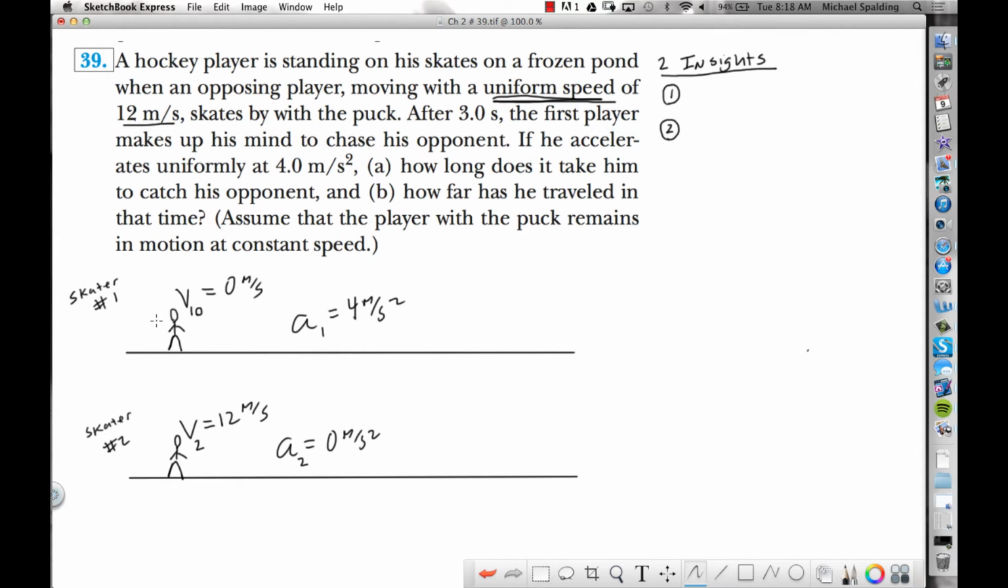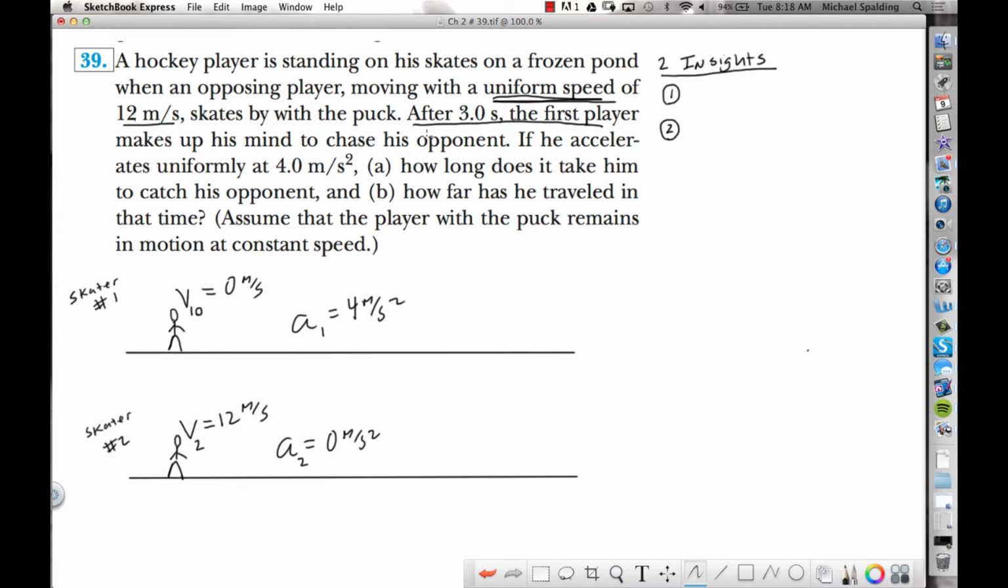Okay? Now, will guy number 1 eventually catch guy number 2? Keep in mind, guy number 2 is moving at a constant speed. Guy number 1 is accelerating. Right? So will guy number 1 eventually catch guy number 2? Yes. Okay. Now, we have to deal with the time. See right here, they say after 3 seconds, guy number 1 makes up his mind to chase guy number 2. So we have to somehow deal with that 3-second pause that guy number 1 had.